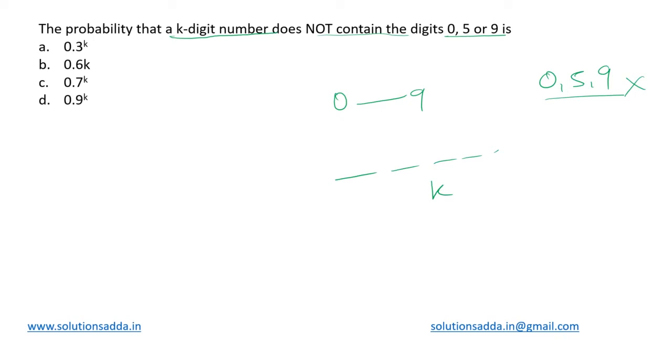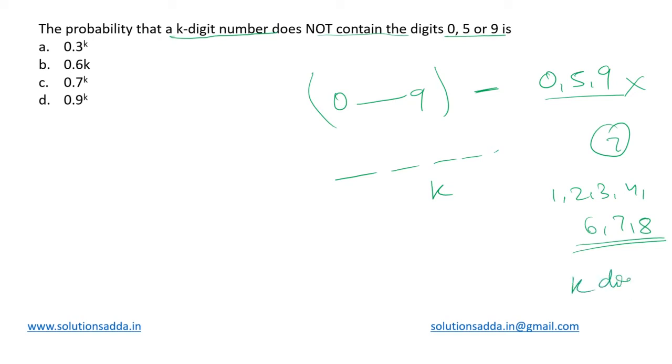So, taking out these three numbers from the total, we would be left with the other seven numbers, which would be 1, 2, 3, 4, 6, 7, 8. These are the seven numbers we are having, and only from these seven numbers we need to form a k digit number. So each of these k digits will have seven choices. So the total possible numbers would be 7 raised to k.